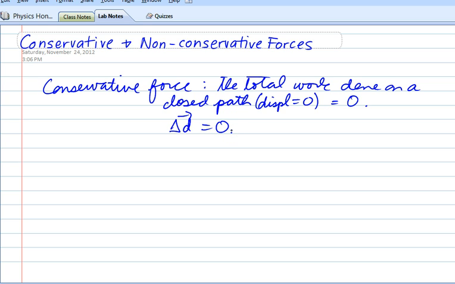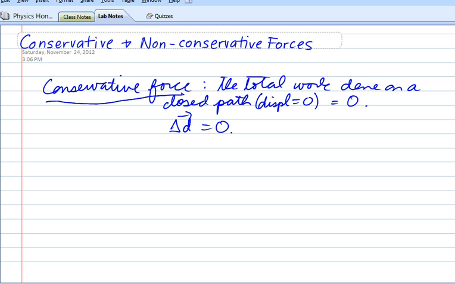And so we've talked about how we do work so far, and you've seen some videos on how work is calculated. But if we have a situation where an object moves around because of a force and gets back to its original position, and the total work done is zero, that's the definition of a conservative force.